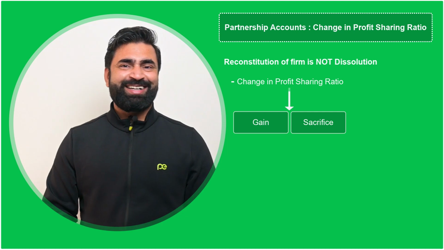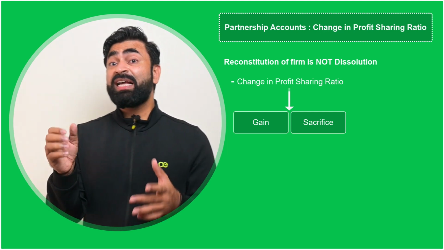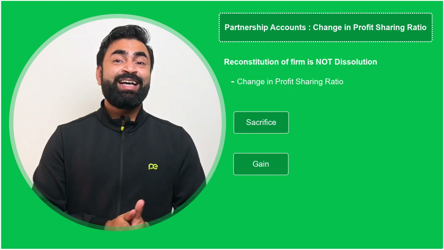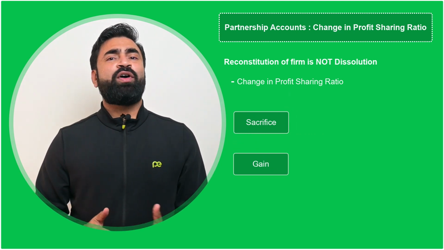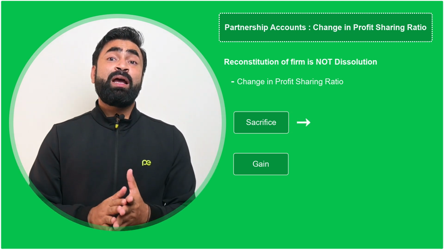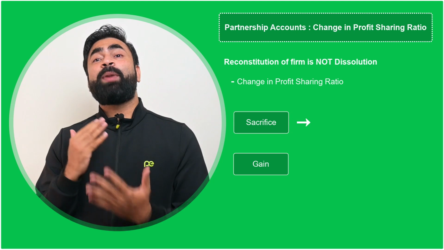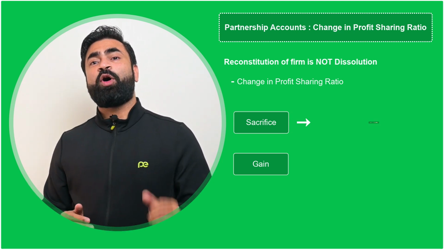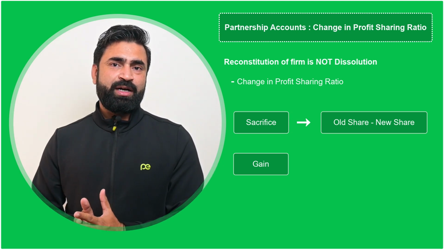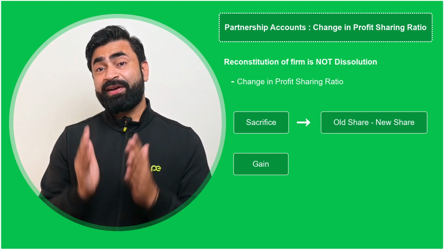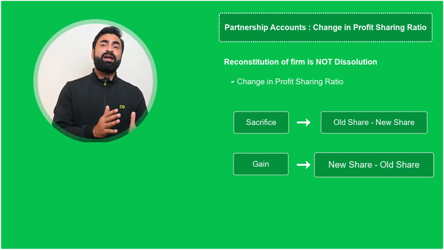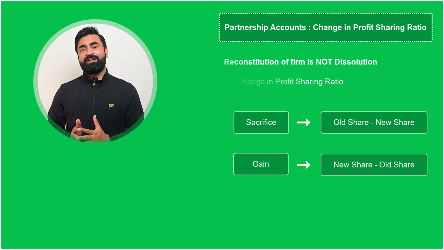So let's get going. First thing we want to start with is to learn the formula of sacrificing ratio and gaining ratio, right? So the formula for sacrificing ratio is straightforward. It's old ratio minus new ratio. Technically, if you want to find whether a partner is gaining or sacrificing, the formula is old share of that partner minus the new share of that partner. That is the formula to find out the sacrifice. And the formula to find out gain is new share minus old share of that partner.